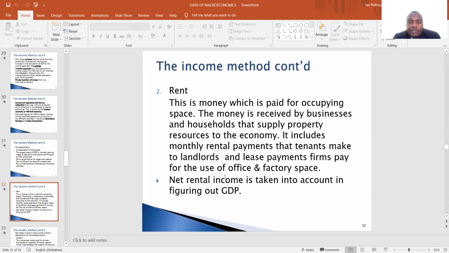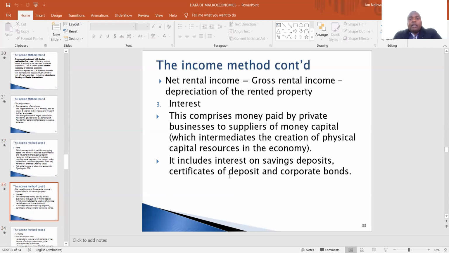Now, how do we figure out net rental income, which is taken into account when measuring GDP or gross domestic product? Net rental income is gross rental income less the depreciation of the rented property, because as the rented property is being used, it depreciates. At a certain point, it may need renovations. Now, to make a provision at an economy-wide level for future renovations, it means when we get gross rental income, a provision must be made for depreciation of the rented property.